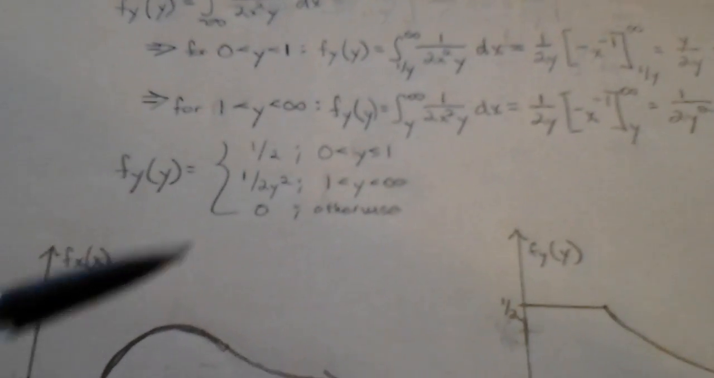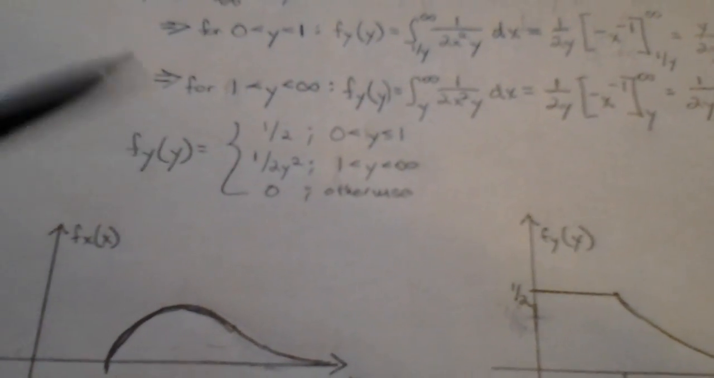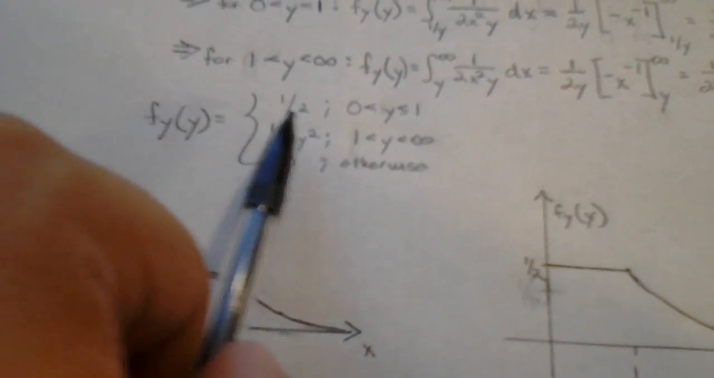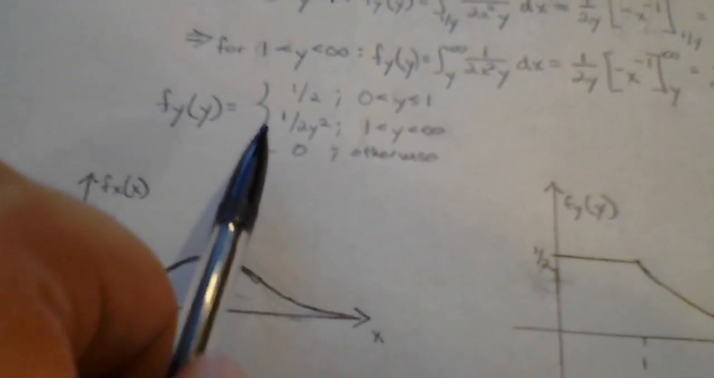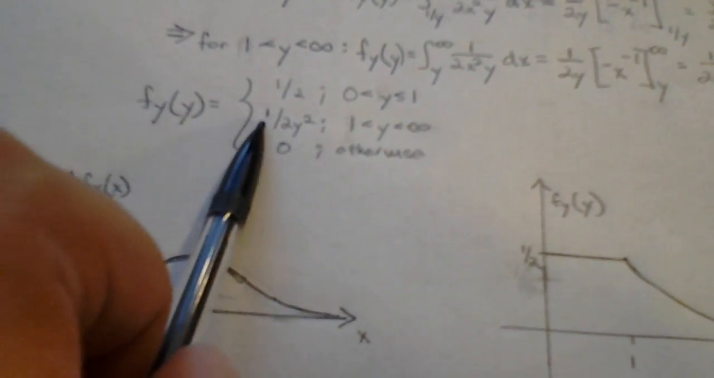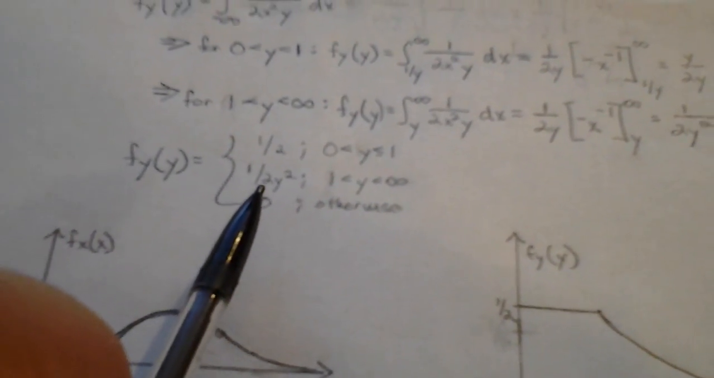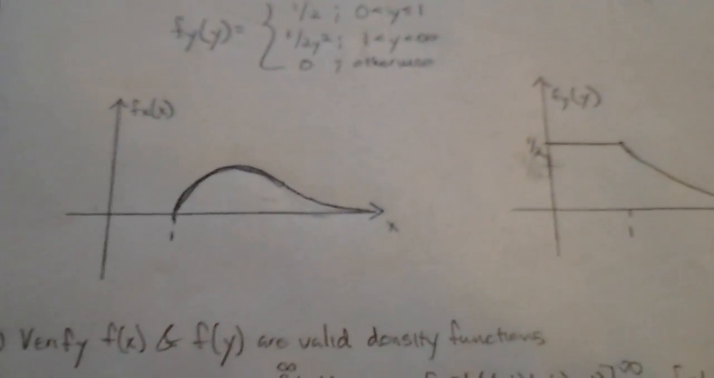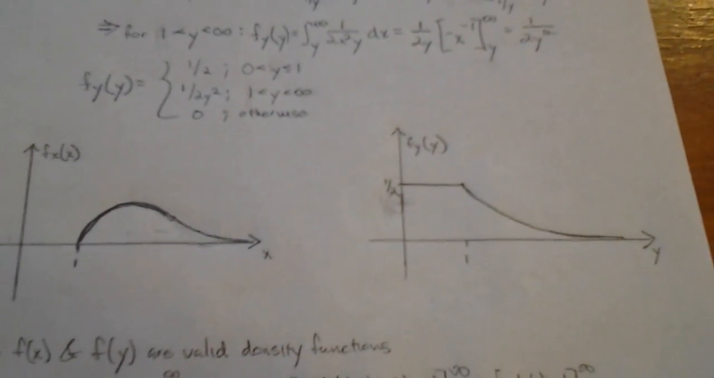So, our little f of y is going to be defined in pieces. Basically, for y between 0 and 1, it's defined as a straight line at 1/2. Between y from 1 to infinity, it is defined by this term right here, which is 1/2 times y squared. Otherwise, it's equal to 0. And now we can actually see the drawings for these terms right here.